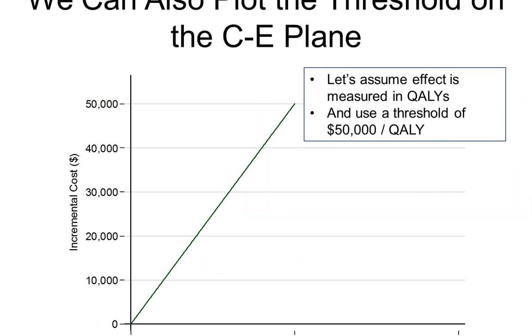So just like I said, we can plot the incremental cost effectiveness ratio, remember that dotted line in the last graph. We can also plot a line that represents the threshold. So here I drew a line, and you can see here that this line starts at the origin, and it passes through a point where the incremental cost is $50,000 and the incremental effect is 1 quality. So this line would represent a threshold of $50,000 per quality.